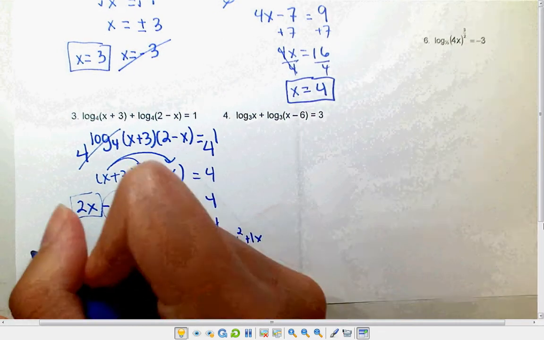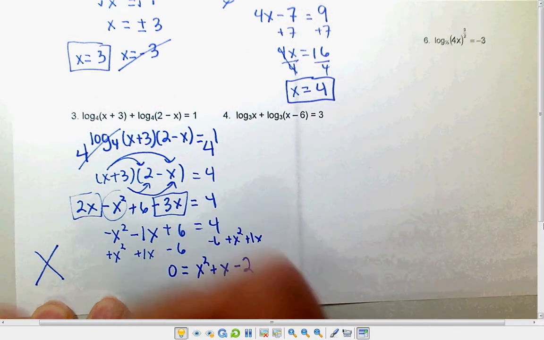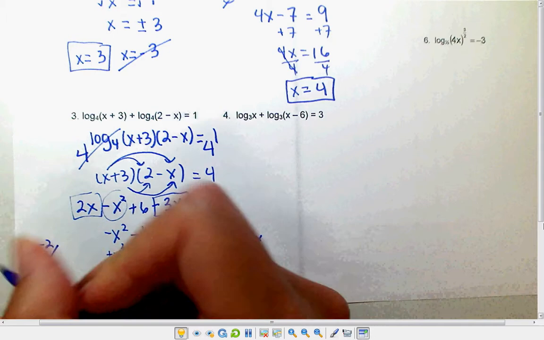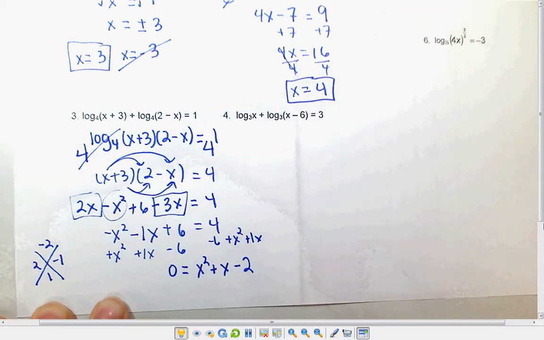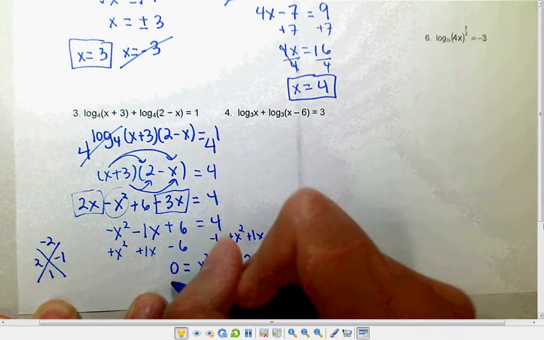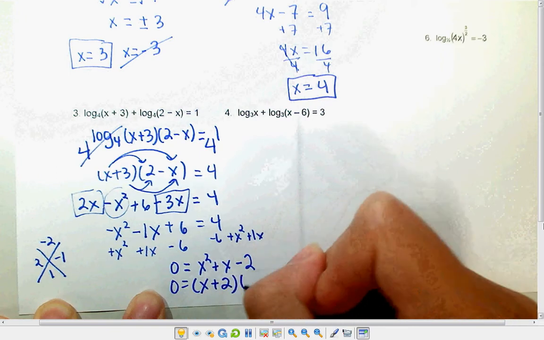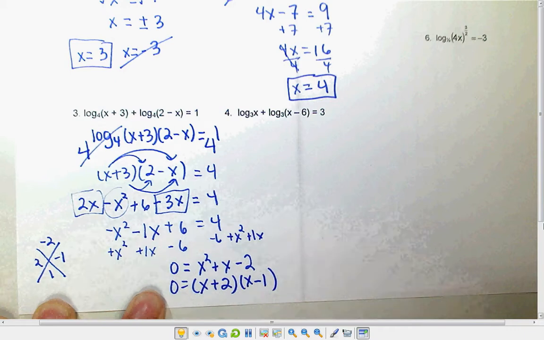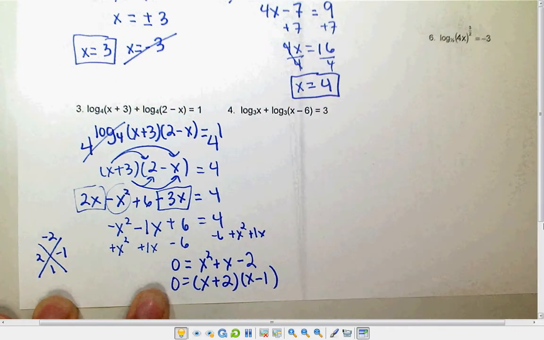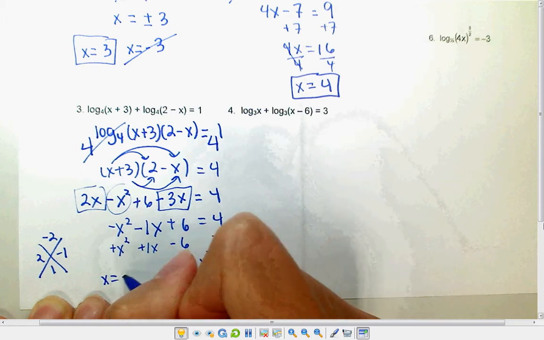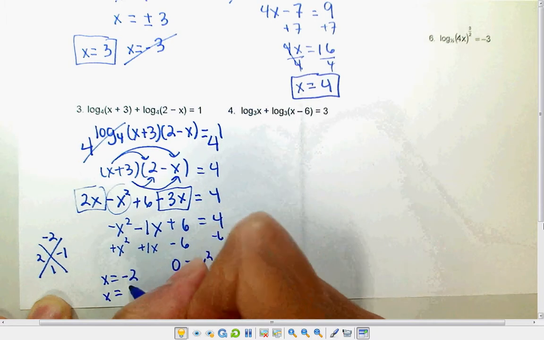So this is x box. Well, it multiplies to give me negative 2, adds to give me 1. 2 and 1, with one of them being a negative 1. So 0 equals, I have x plus 2, x minus 1. And when I set these equal to 0 and solve, my two answers are x is equal to negative 2 and x is equal to positive 1.